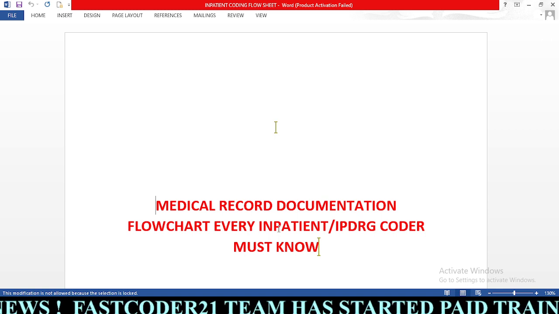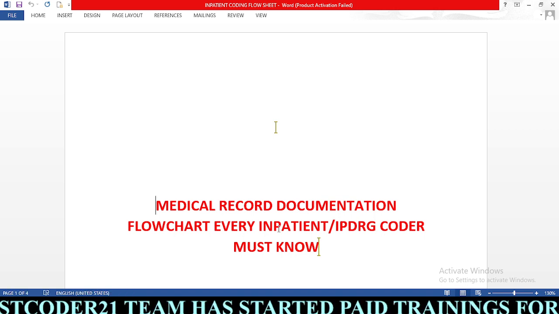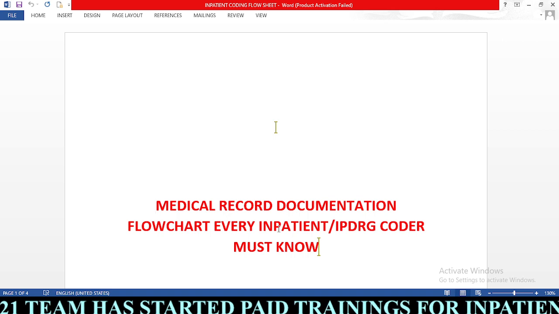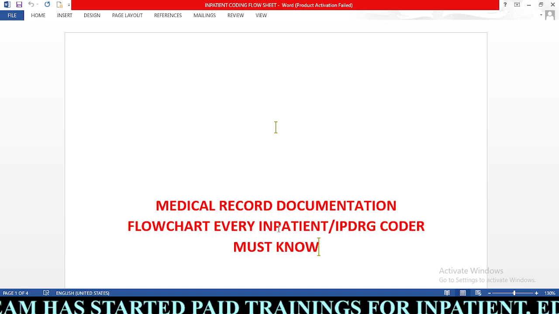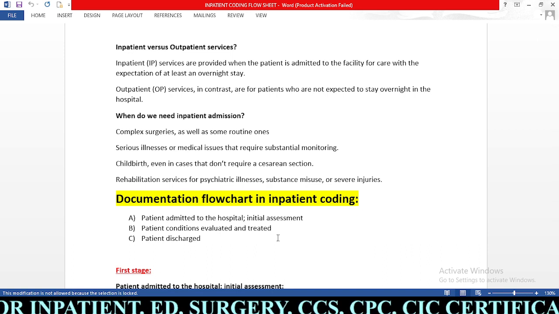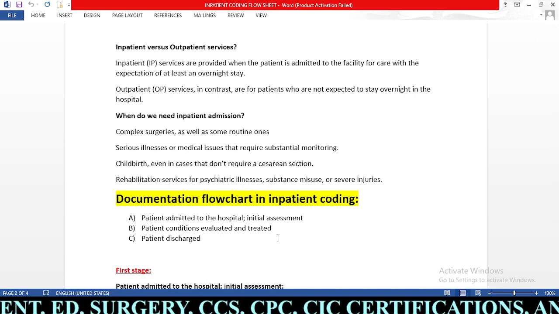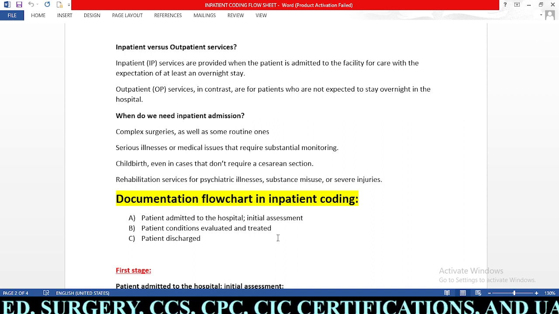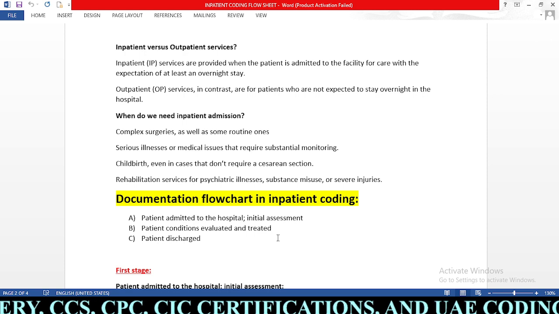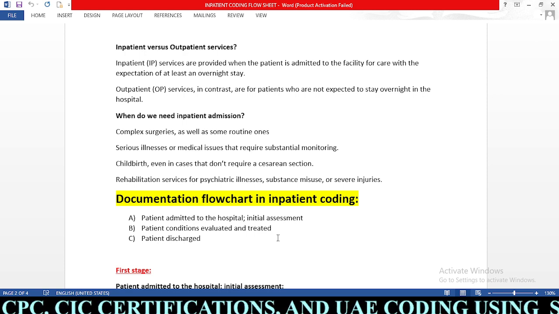This session is useful for people who are currently working as inpatient coders as well as coders who are trying to enter inpatient medical coding. So in order to know what documentation is required for an inpatient coder, before that we need to know a few definitions. So what is inpatient versus outpatient services?